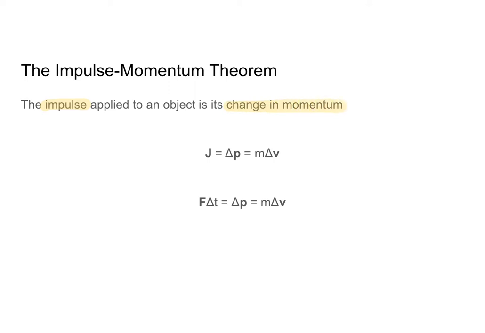In math speak, we say that our impulse, J, is equal to our change in momentum, P, which we can write as mass times our change in velocity, assuming, of course, that our mass is the same. So we can also, instead of writing that J is equal to our change in momentum, write that our force times our change in time is also equal to our change in momentum. So let's go ahead and look at some examples of how we could use this in practice.